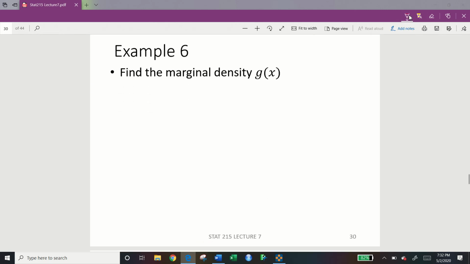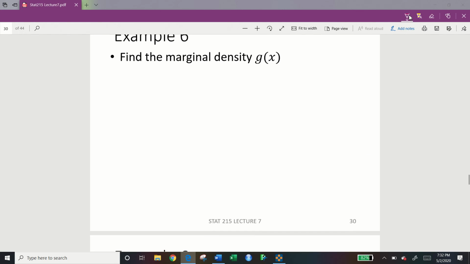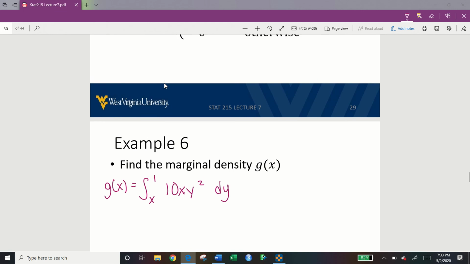First thing we're going to be asked is to find the marginal density g of x. Okay, no problem. So g of x is going to be the integral from x to 1 of 10xy squared dy. Let's pause for a minute and double check our work.